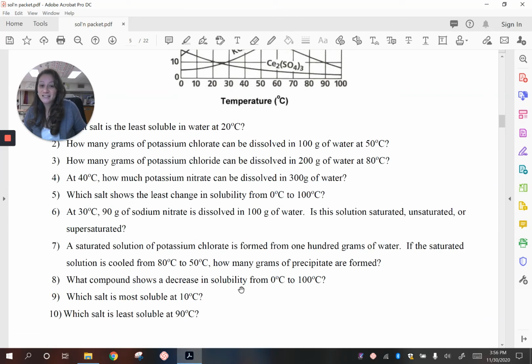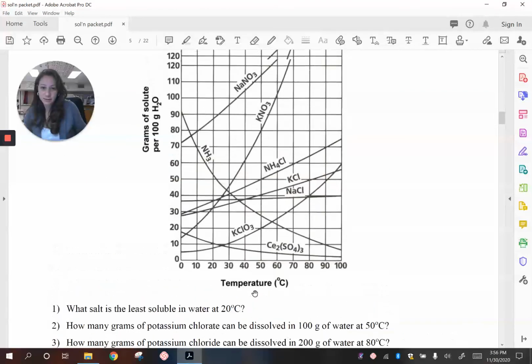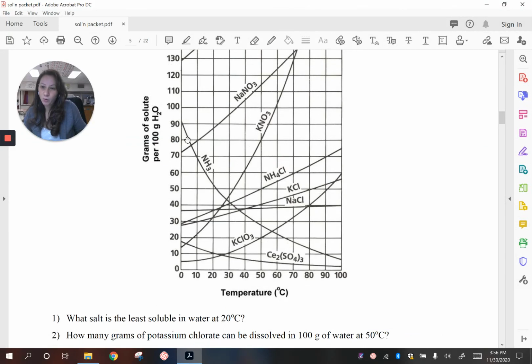Okay, number 8. What compound shows a decrease in solubility from 0 to 100 Celsius? Looks like ammonia and also cerium sulfate. Now, ammonia is a gas. All gases will actually show a decrease in solubility when you increase the temperature. And we'll talk about why a little bit later on. With solid substances, most of them will dissolve more when you increase the temperature, but there are some exceptions, and so cerium sulfate is one of those exceptions.